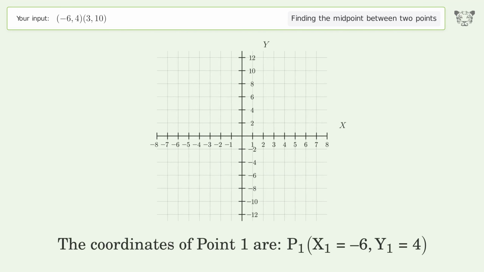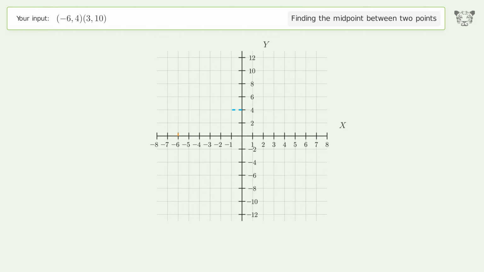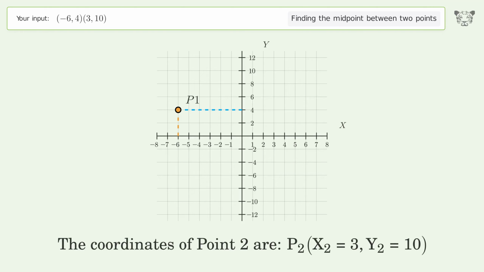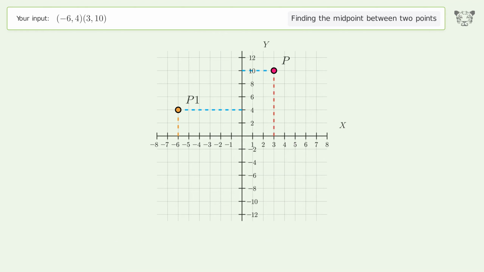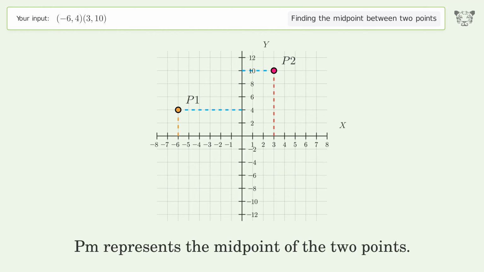The coordinates of point 1 are x1 equals negative 6, y1 equals 4. The coordinates of point 2 are x2 equals 3, y2 equals 10. PM represents the midpoint of the 2 points.